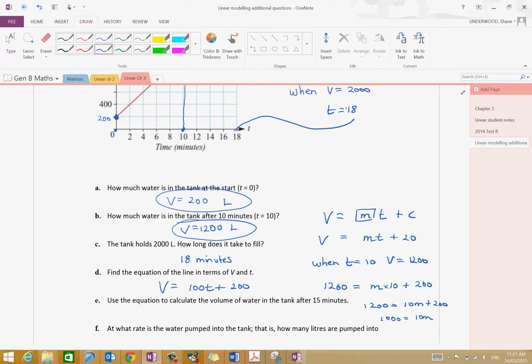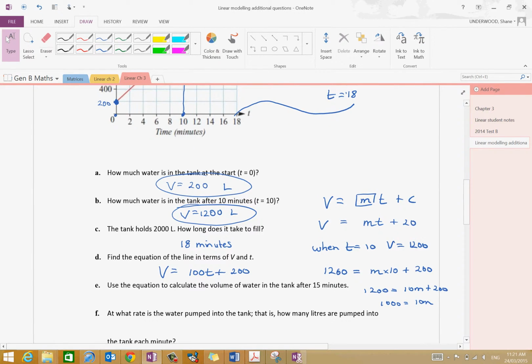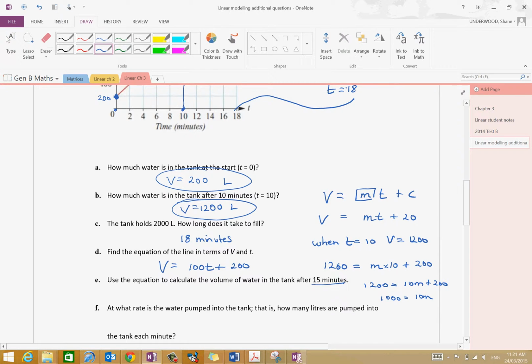Yeah. Okay, good. Use the equation to calculate the volume of the water in the tank after 15 minutes. So what we want is V when T is equal to 15, which is 15 times 100 is 1500, plus 200 is 1700. So therefore, V is equal to 1700 litres.